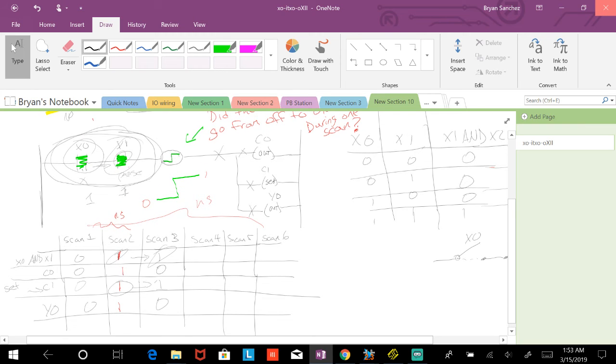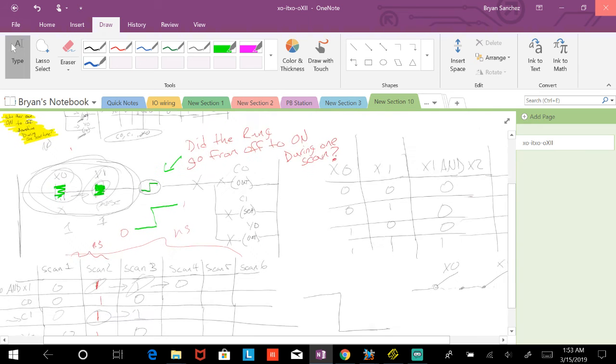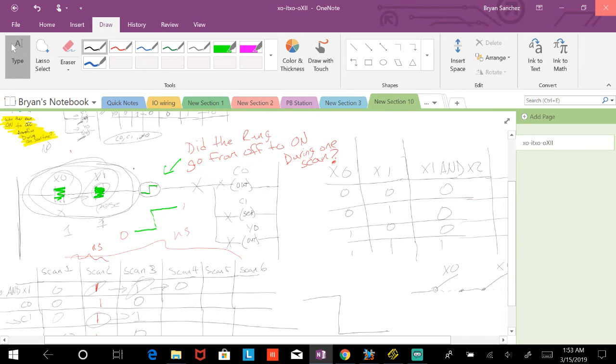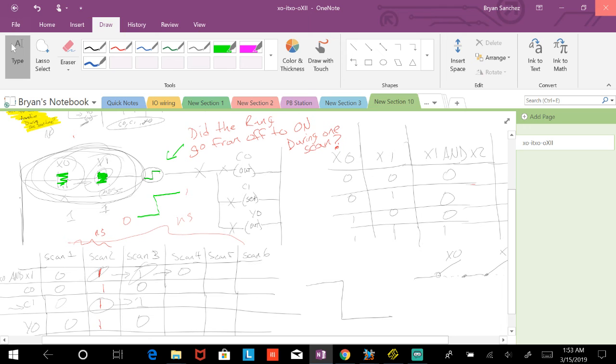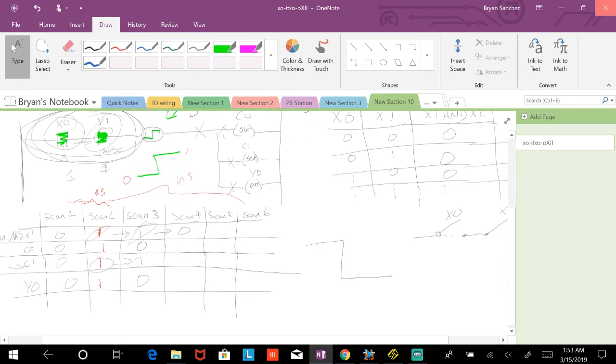Now let's say my entire rung becomes false. Goes from on to off. This one is monitoring something else. Did this entire rung behind it go from off to on during one scan time? No, it did not. So the same thing, doesn't execute, doesn't execute, doesn't execute. C0 turns back to 0. The C1 stays at 1 because there's no reset. And Y0 turns to 0.